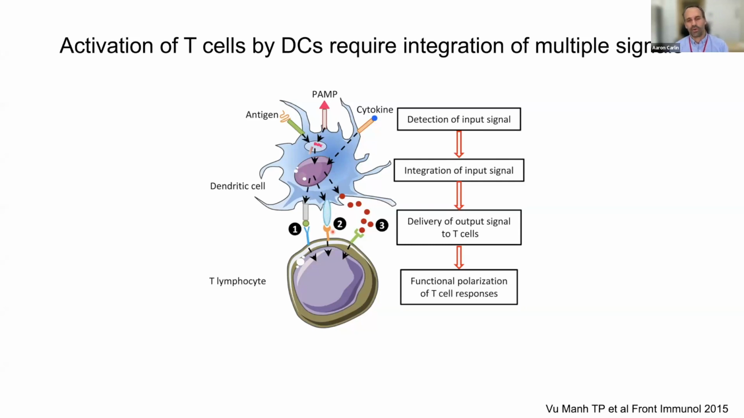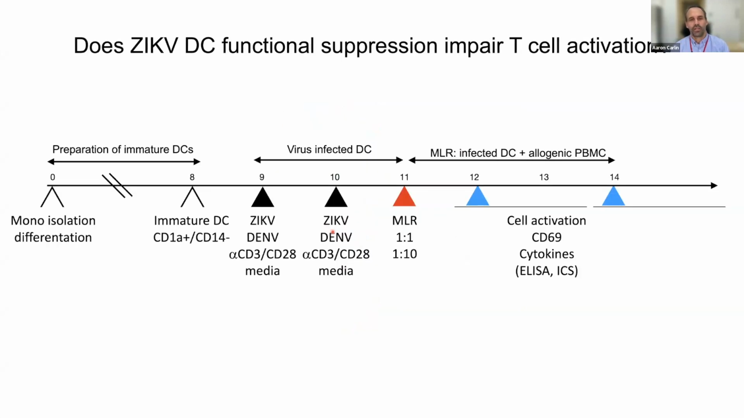And so to see whether Zika virus infection inhibits T cell activation, we did a mixed leukocyte reaction shown here where we prepare immature DCs. We do virus infection for 48 hours, and then we do mixed leukocyte reactions for either 1 day or 3 days with allogeneic PBMCs. And we measure cell activation markers like CD69 or the production of cytokines through ELISA or intracellular cytokine assays.